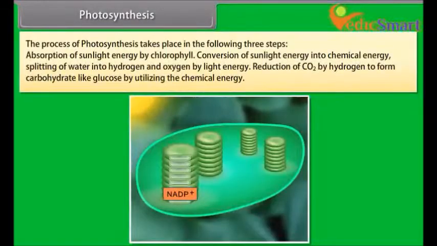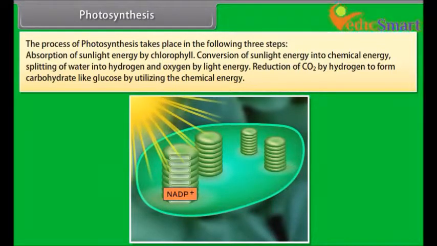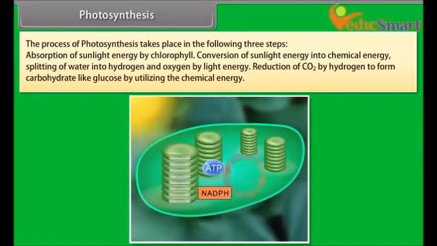The process of photosynthesis takes place in the following steps: absorption of sunlight energy by chlorophyll, conversion of sunlight energy into chemical energy, splitting of water into hydrogen and oxygen by light energy, and reduction of CO2 by hydrogen to form carbohydrates like glucose by utilizing the chemical energy.